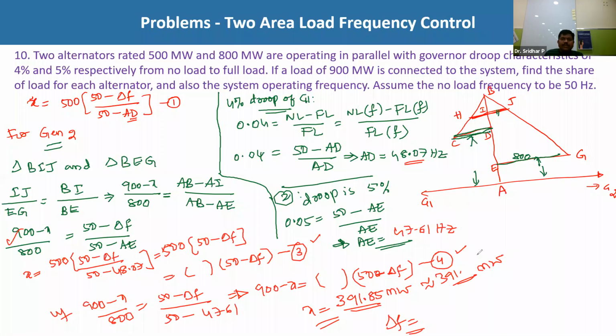Right. So based on this, you tell me the delta F value. That's the end of the problem. So load shared by the generator one is 391 point something. As per Abhinay, this is 391.52. If you take all the decimals, you will get almost 391.85 megawatts. Otherwise also no problem. Now the change in the frequency delta F.